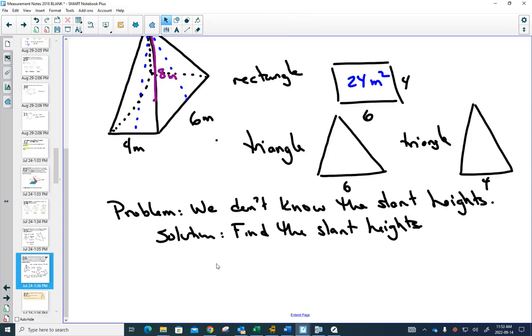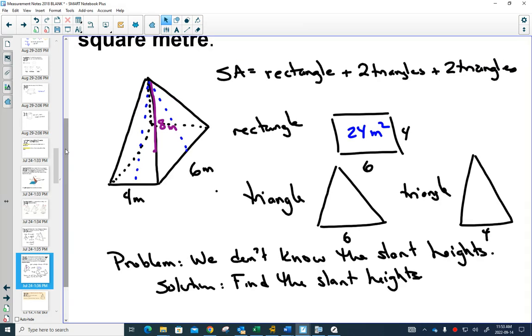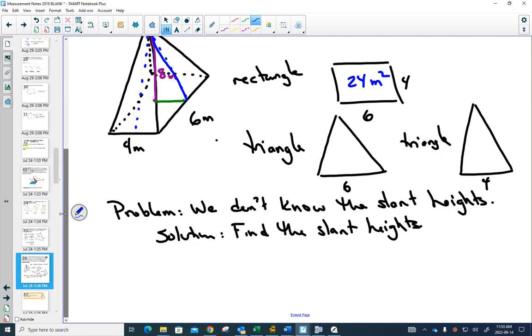Now, we have to visualize. We need to find, for example, on this one, this blue line. If I draw a green line from the center over to this one, can you see that the purple line, the blue line, and the green line make a triangle? Not only do they make a triangle, because the height goes straight up, they make a right angle triangle.